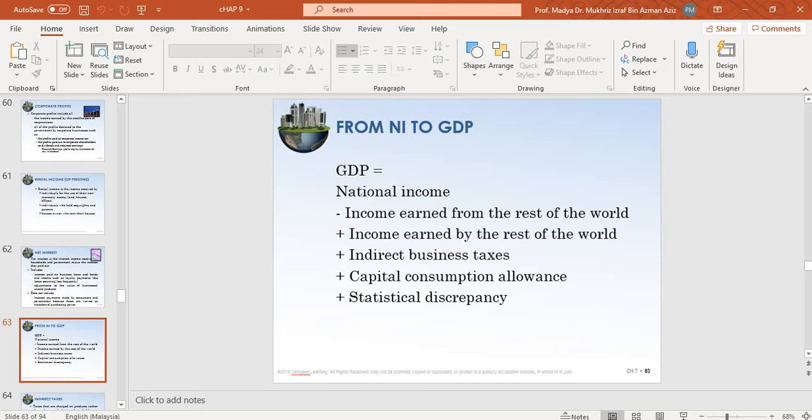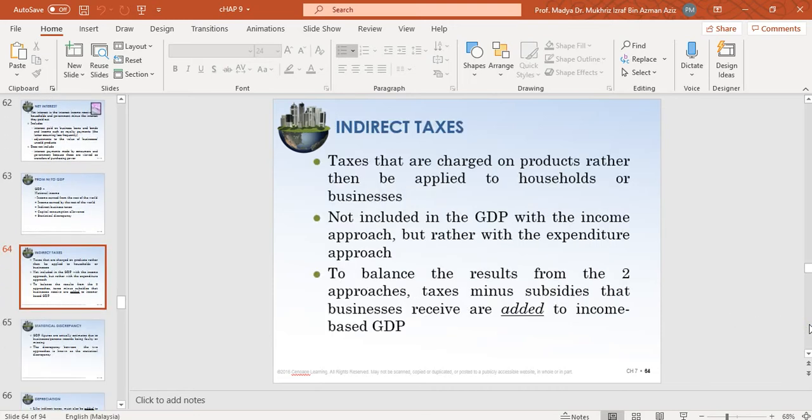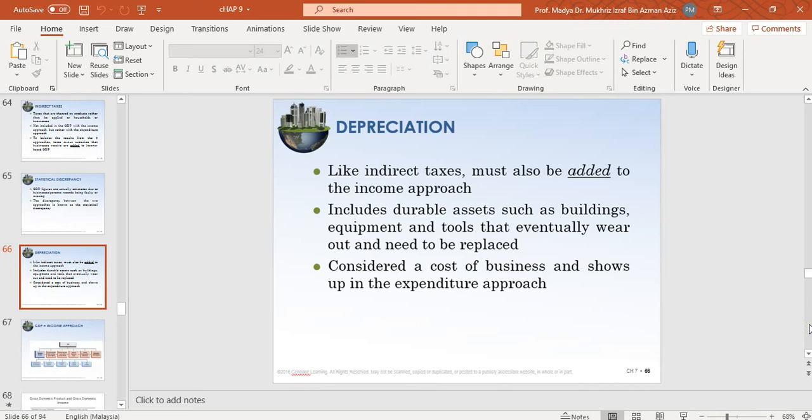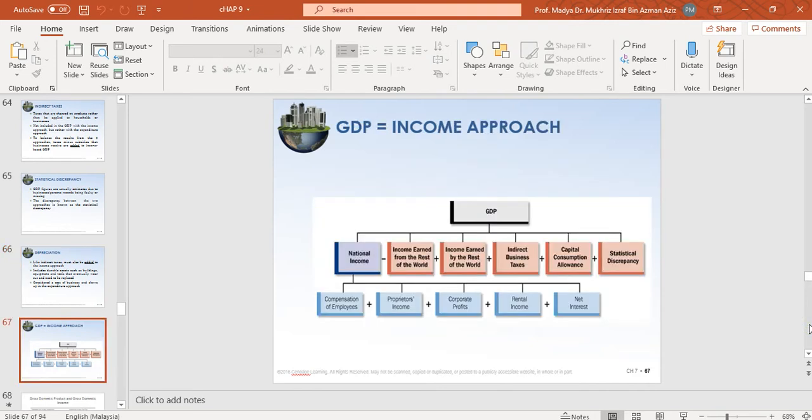as long as you know what are the components involved in calculating GDP using the income approach. National income minus income from the rest of the world plus income earned by the rest of the world. So from you, minus; by you, you are going to add. Make sure you can distinguish between these two, and then plus indirect tax and the rest. Again, the rest are just detailed descriptions.